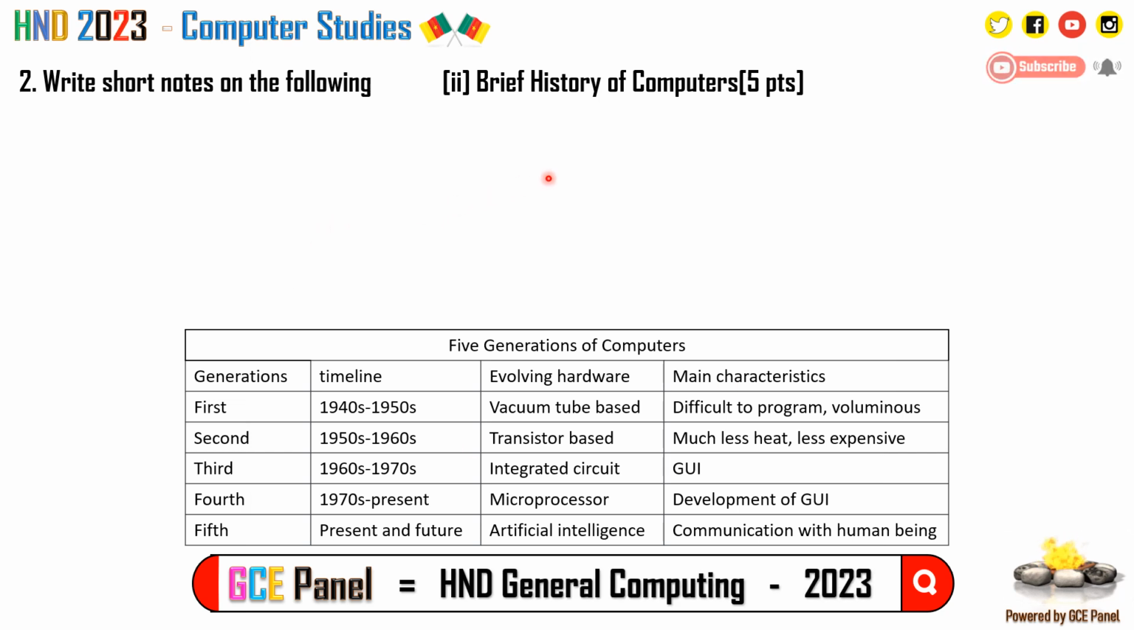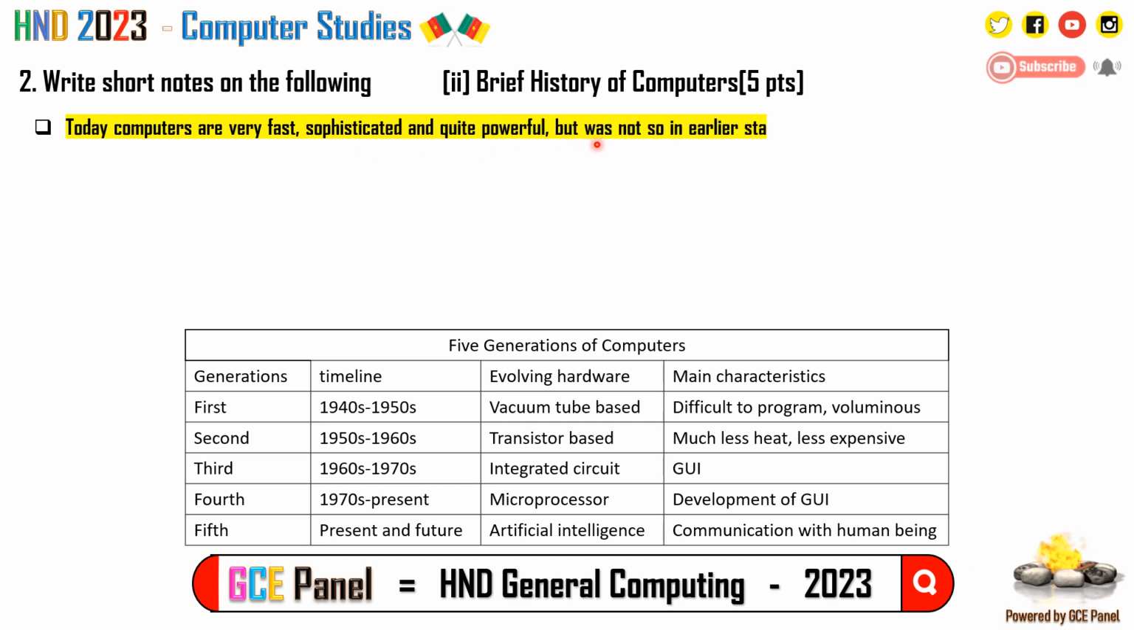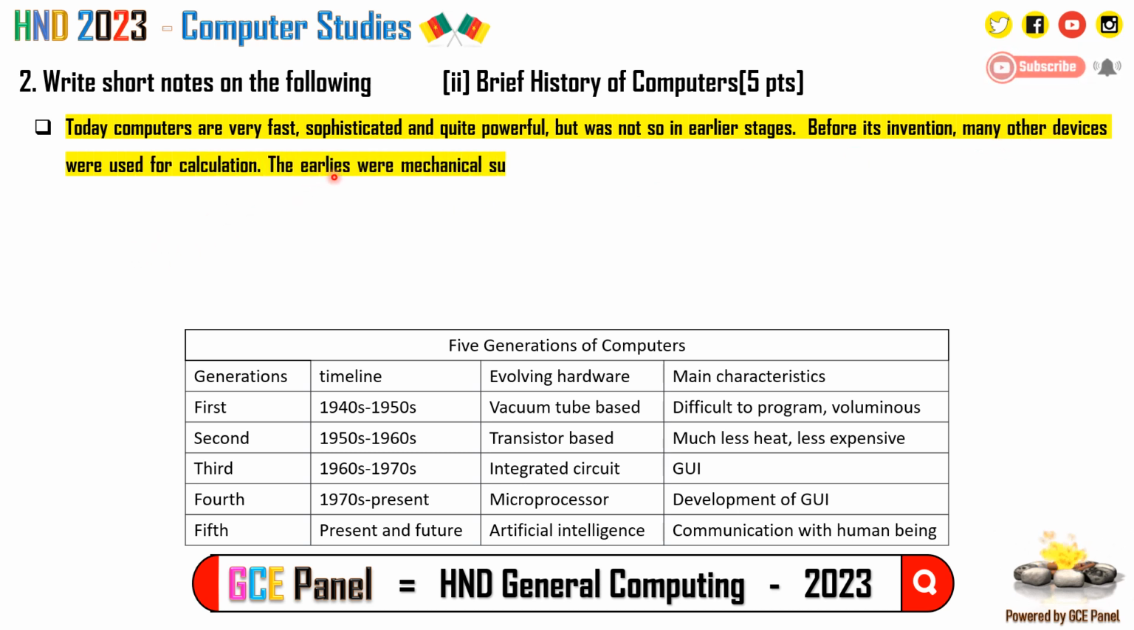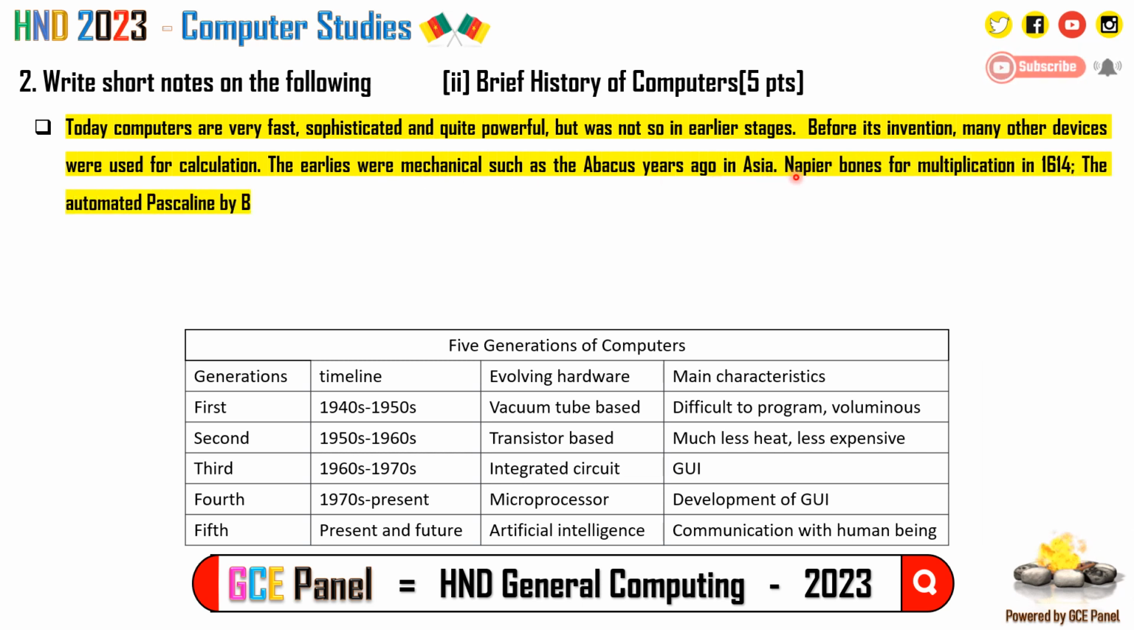Write short notes on the brief history of computers. Today computers are very fast, sophisticated and quite powerful, but it was not so in earlier stages. Before its invention, many other devices were used for calculation. The earliest were mechanical, such as the abacus years ago in Asia. Then Napier's bones for multiplication in 1614. The automated Pascaline by Blaise Pascal in 1642 to add or subtract.